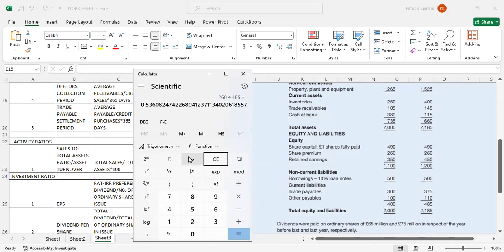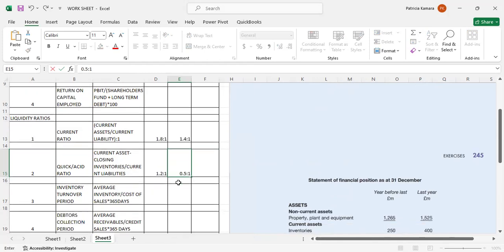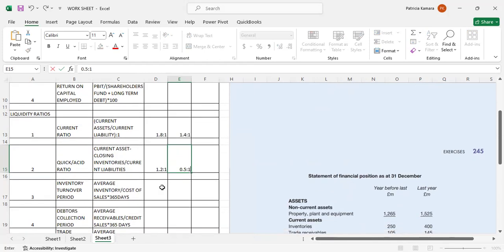Whoa, this has dropped to 0.5. So that's not a good thing. So 0.5 to 1, which is not a good thing. It means that in the absence of our inventory, this is the portion of our current debt that we are able to take care of.